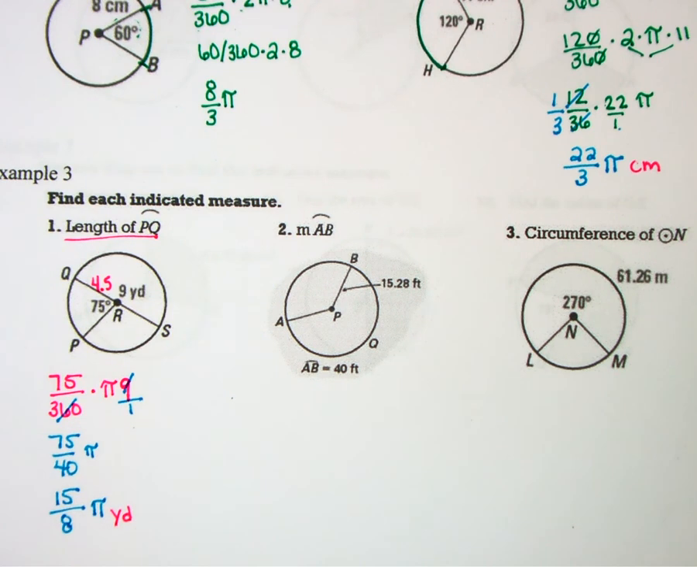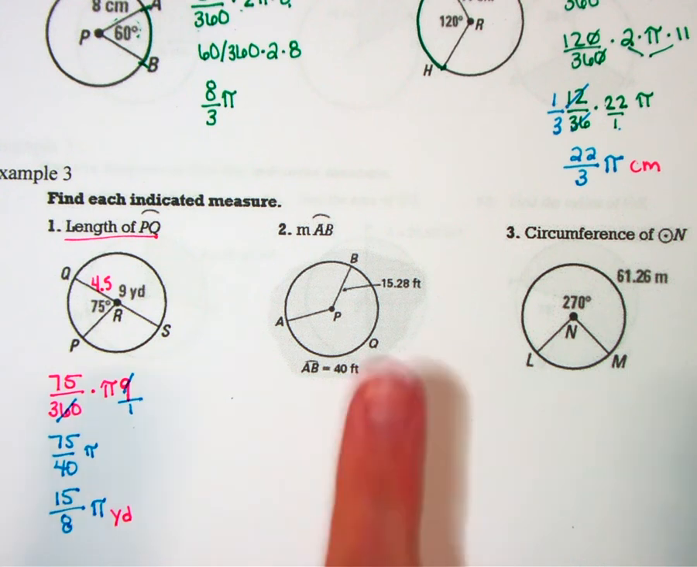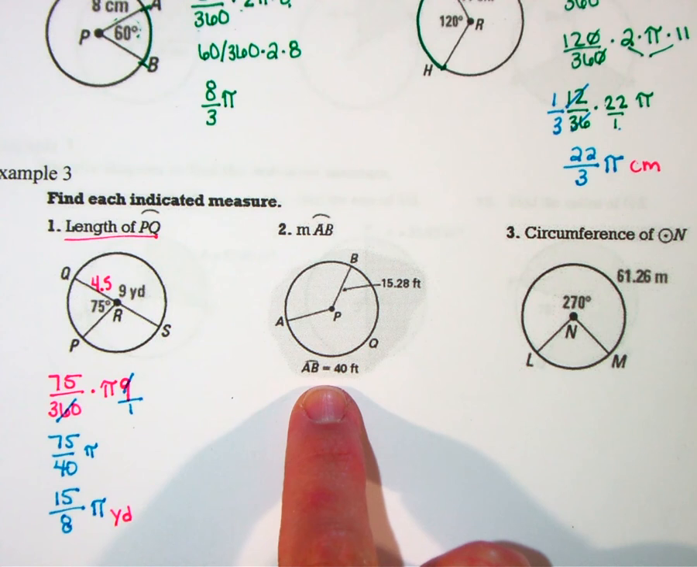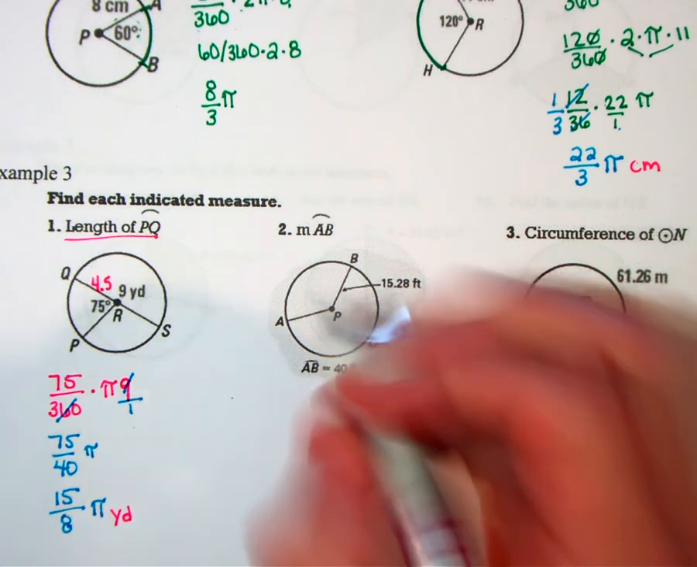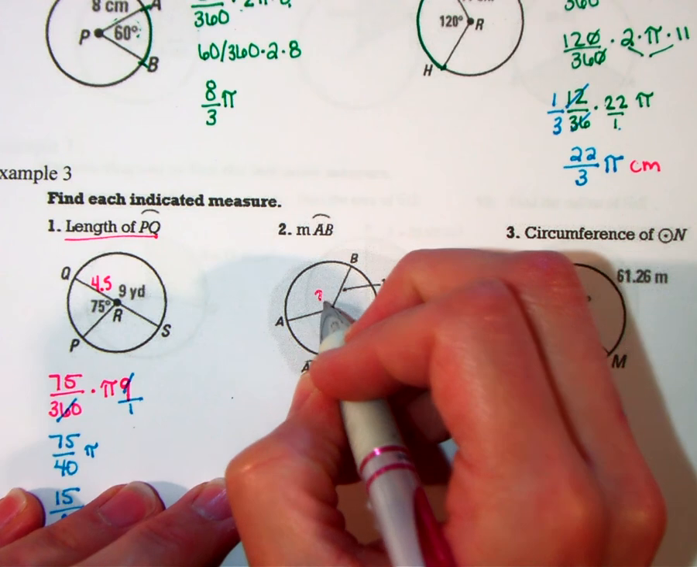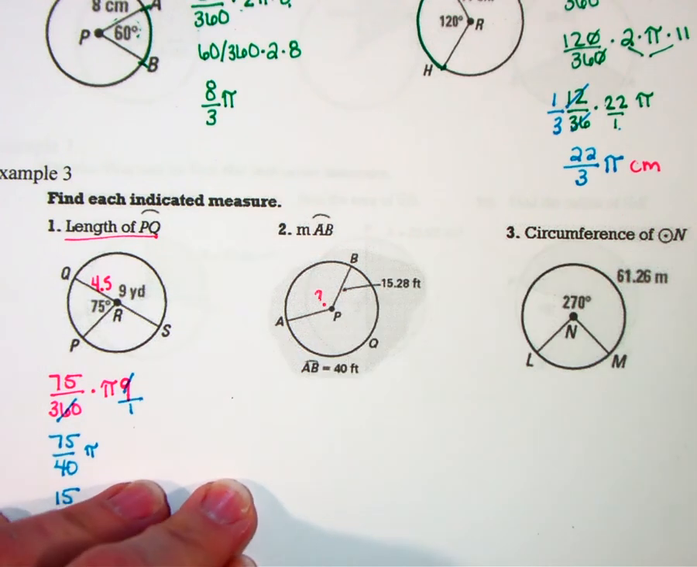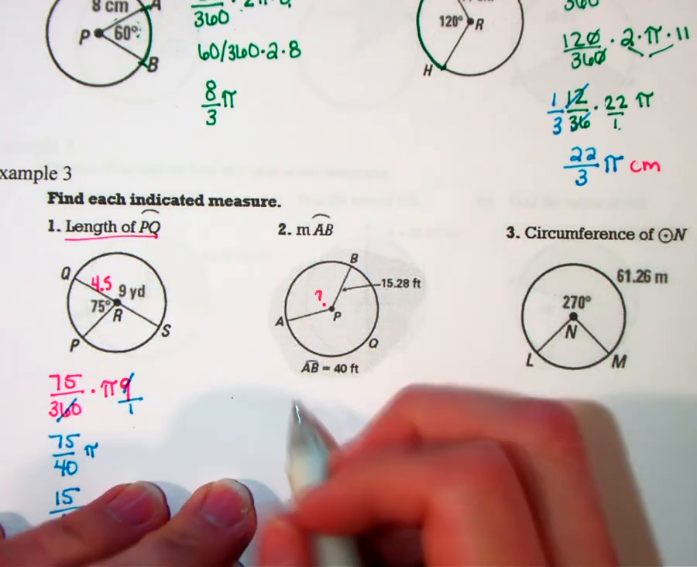Okay, now going to this one, it does show the arc length right here. And it's asking you to find the measure. So that's the degree measure. So it's asking you for this degree measure. Okay, so the measure of that. So we would put something like x over 360.